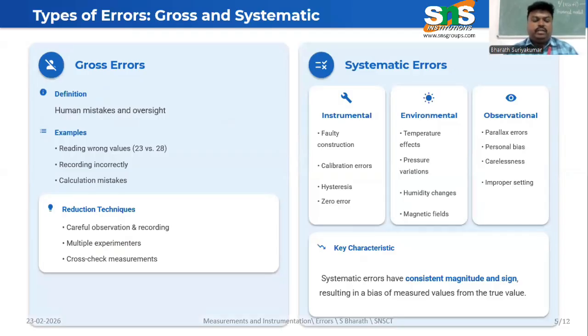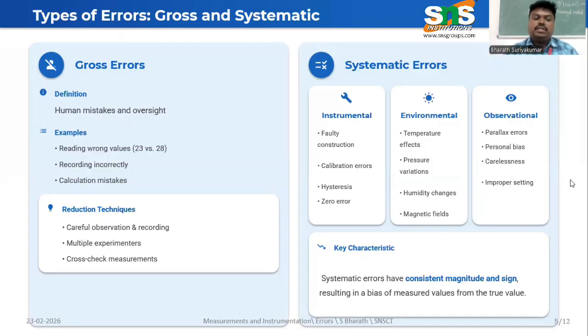What are the different types of errors? The first we have seen are the gross errors and systematic errors. Gross errors are the errors made by a human during the measurement operation. For example, a human may misread 5.1 as 5.2 and get a different value. The reading may be taken wrong, as 23 can be taken as 28 or 28 as 23, a small error which a human eye can make. Recording it incorrectly and calculation mistakes all come under the category of gross errors.